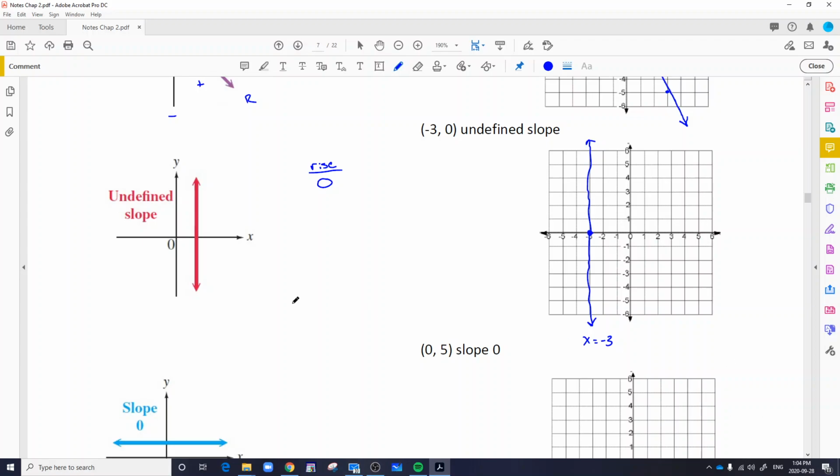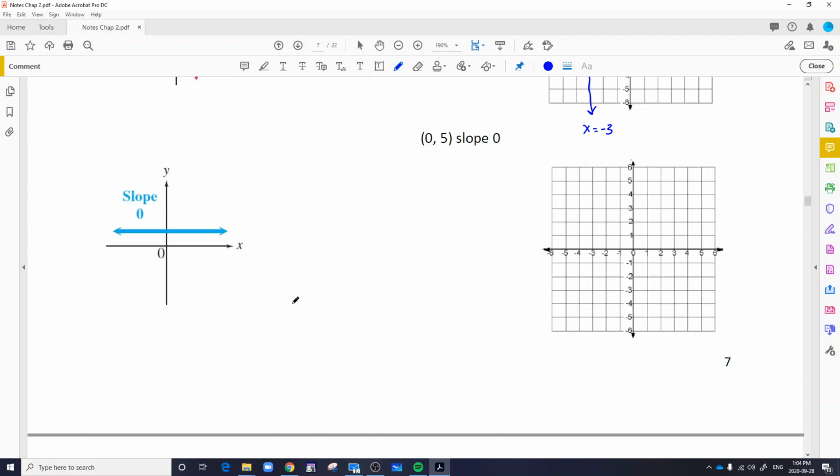The next slope is a slope of 0. So if I was going to graph through the point 0, 5, and I wanted to graph a slope of 0, that means it's 0 over some run. That means there's no rise, only a run. And so you end up being able to go left and right, but you never go up and down. And so you end up with this slope of 0 or a horizontal line. Horizontal lines always pass through a y-intercept, so the equation of this line would be y equals 5.